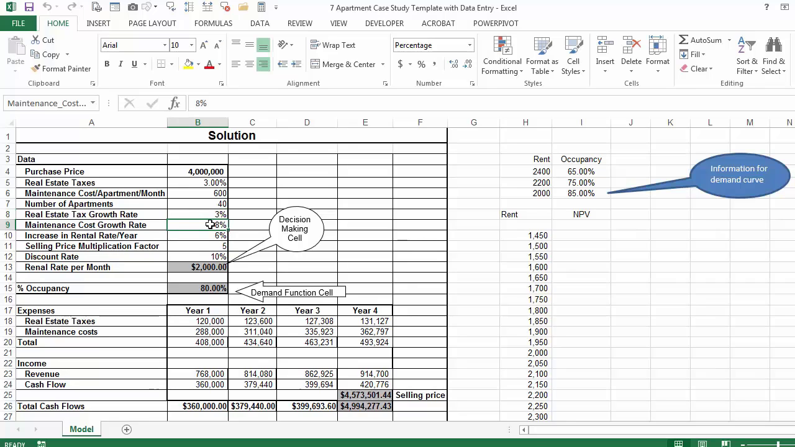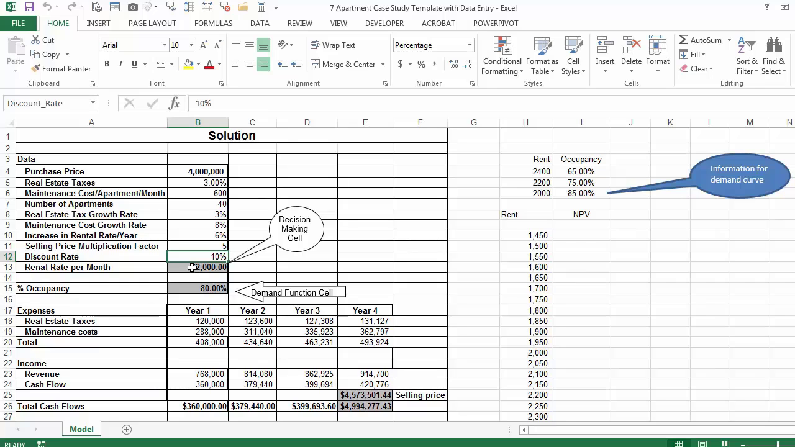Maintenance cost is going to grow 8% a year. The rental is going to increase 6% a year. 5 is the multiplication factor, which is going to multiply the revenue of the last year, which is going to be the selling price of the apartment building. 10% is the interest rate we are using for our NPV.